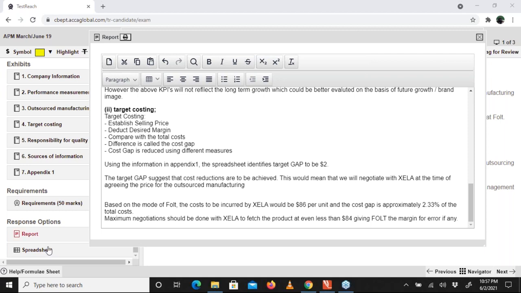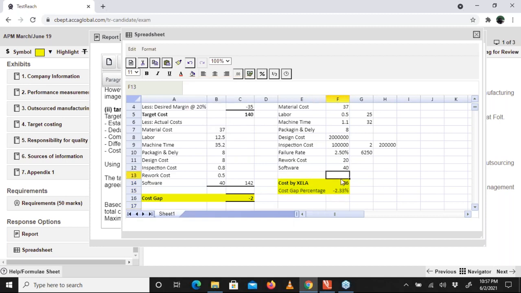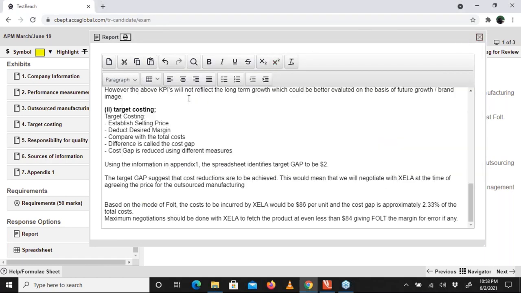Okay, you want to see the 2.33% calculation? See this. 86 is the cost. Is everyone okay with 86? Now, if I say this 2 divided by 86, this gives you 2.33. 2 divided by 86 gives you 2.33. Okay, now. So we are done with target costing.